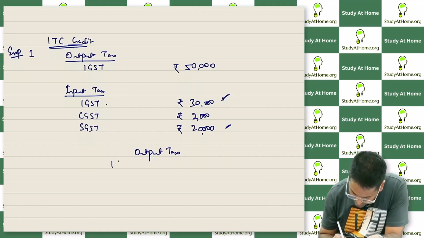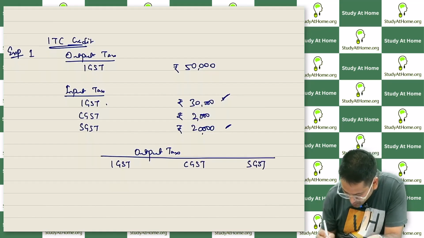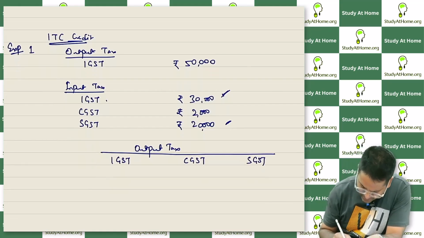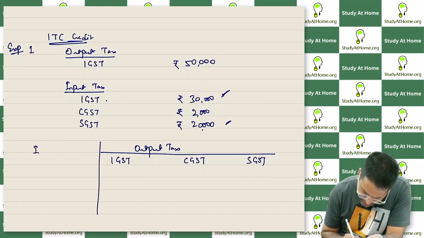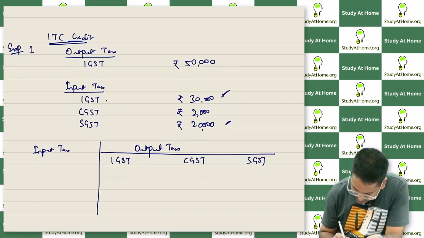Okay, in the output tax, whatever taxes are there, like IGST, CGST, SGST. It is not included in mine, but I'm still making it so that you will create the same chart every time. And on this side, we write the input tax. And when we write the input tax on this side, what do we write?